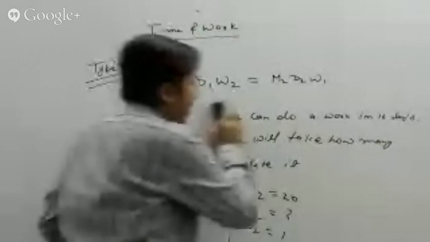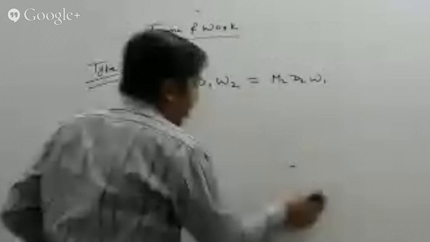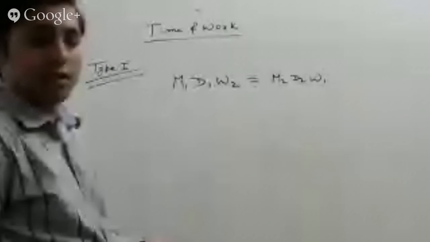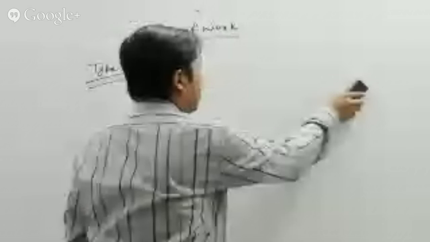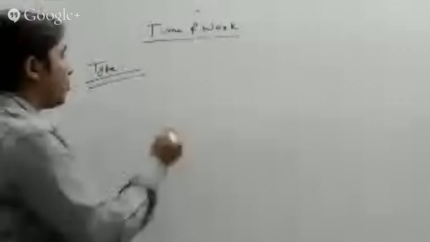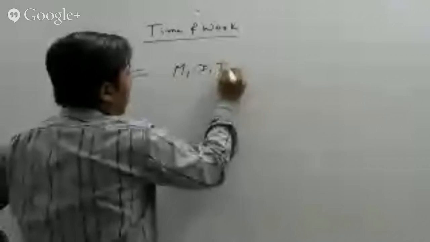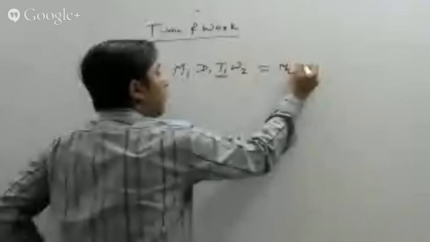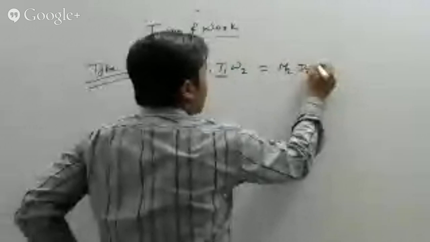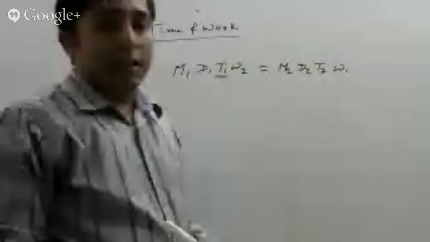Let us discuss another type. In some questions, time is also given. For those types of questions, we have the formula M1 D1 T1 W2 is equal to M2 D2 T2 W1. Let's take an example.